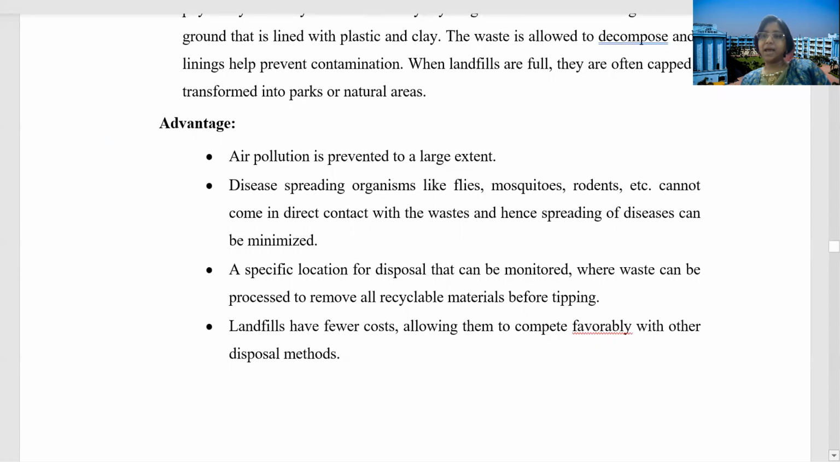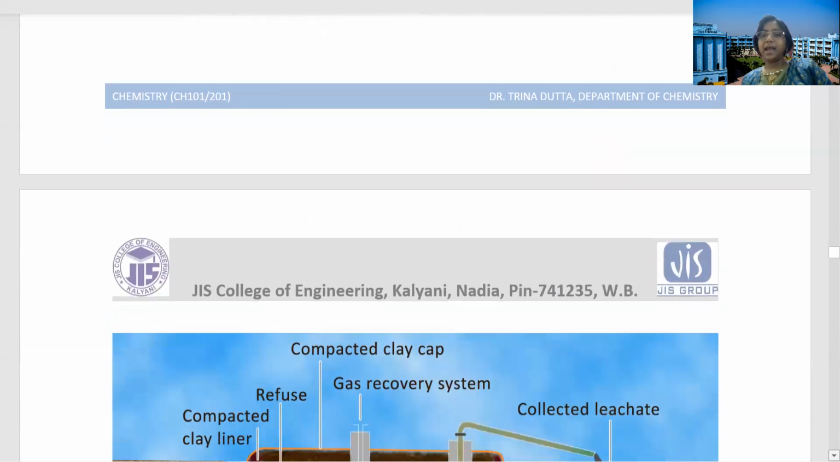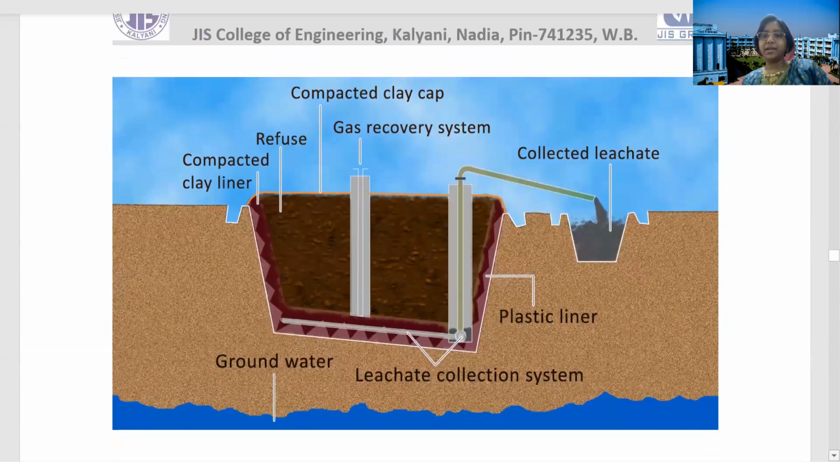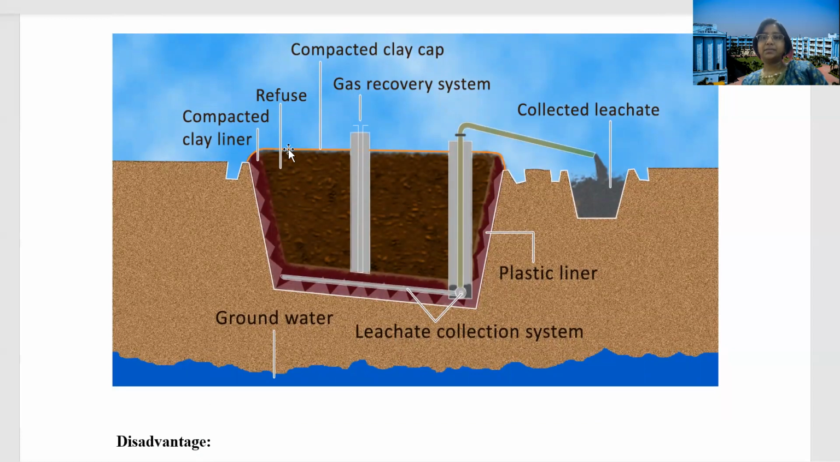And generally, we choose a site which is away from our local area. And there we dig a pit and we do the sanitary landfill. But it also has a disadvantage. What is the disadvantage here? If the waste material is buried under the soil, then there is a chance of groundwater contamination. So you can see here that here is the groundwater and here is the waste material. So there is a chance of leaching. It may be leached down, percolate down and contaminate the groundwater.